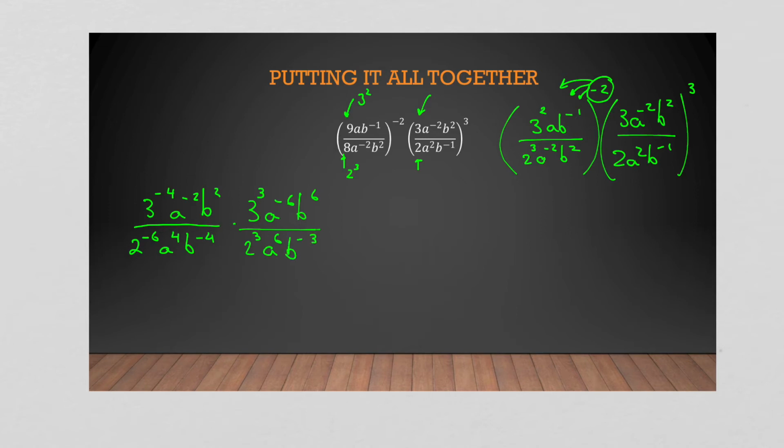Now, you have two options. I'm going to show you the first one going to the right. And for the first one, I'm going to multiply my tops with my tops. So I have 3 to the negative 4 times 3 cubed is 3 to the negative 1. I have a to the negative 2 times a to the negative 6 gives me a to the negative 8. And then I have b squared times b to the 6, which gives me b to the 8.